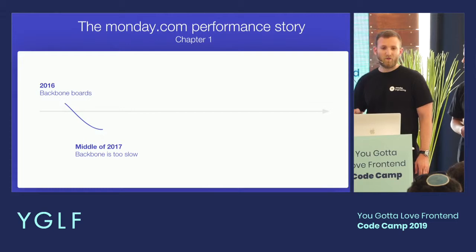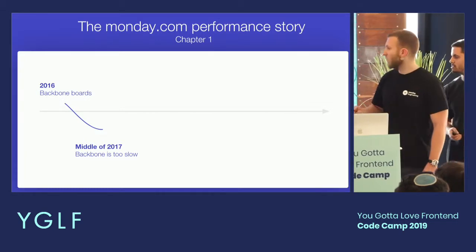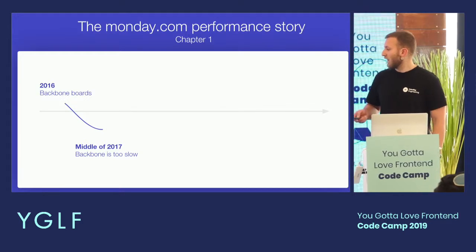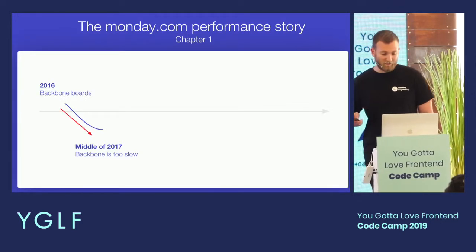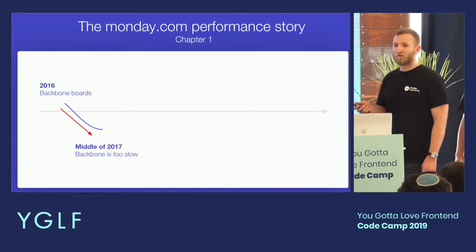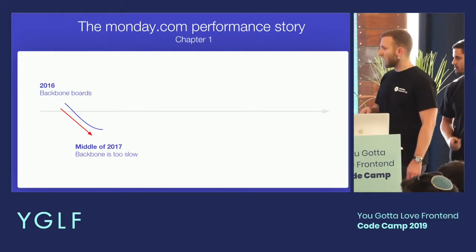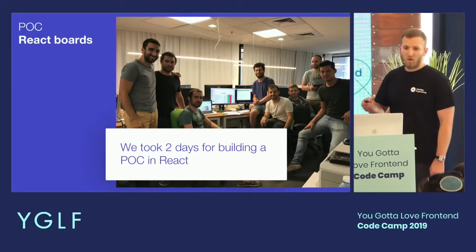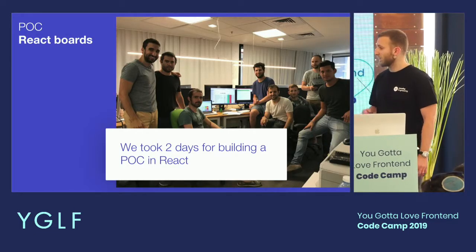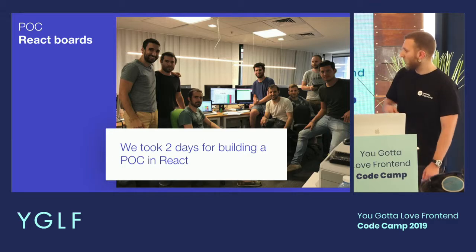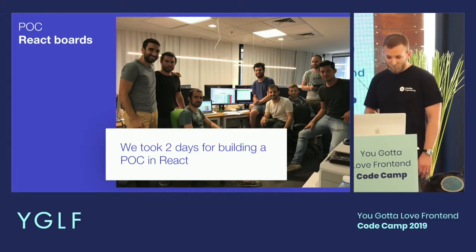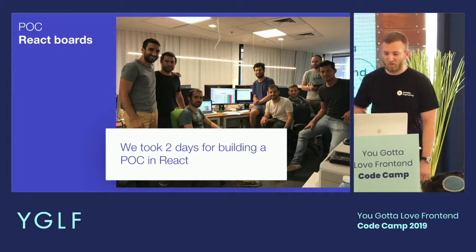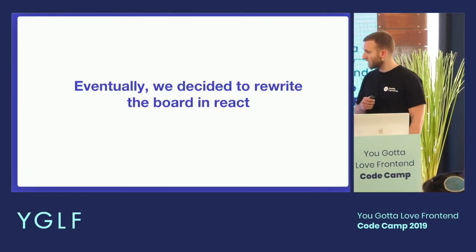But afterwards, we added a lot of new functionality to the DOM and to the boards themselves, and we experienced a decline around the middle of 2017. So we understood that we needed to do something in order to improve it. So we decided to do a POC in React in order to prove that this is the right direction for us, and we took 2 days to do that. After 2 days, we understood that this is the right direction, and we decided to rewrite the board in React.